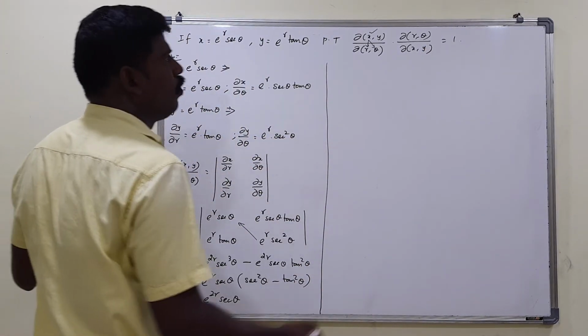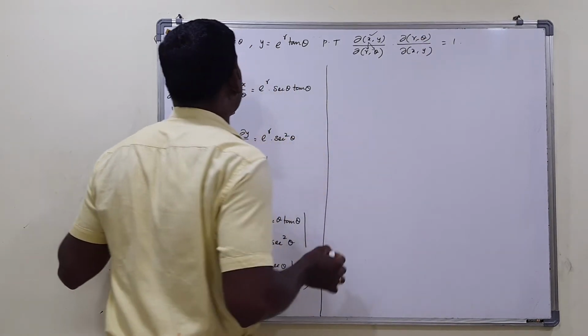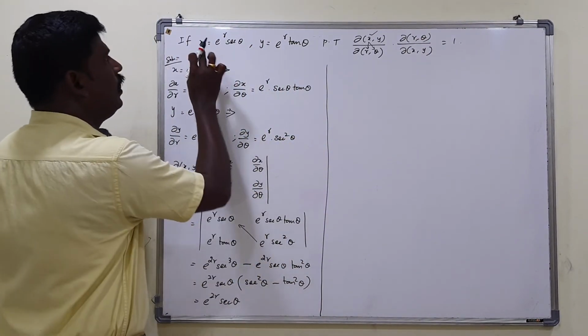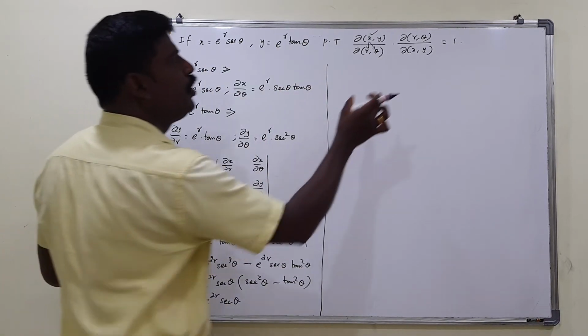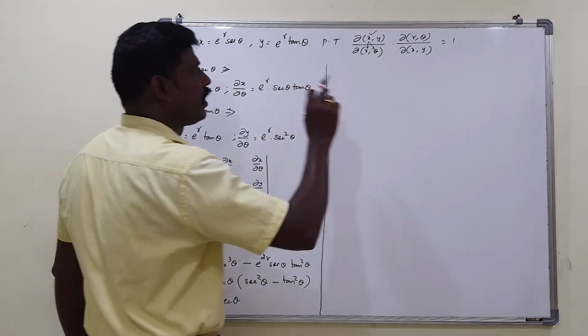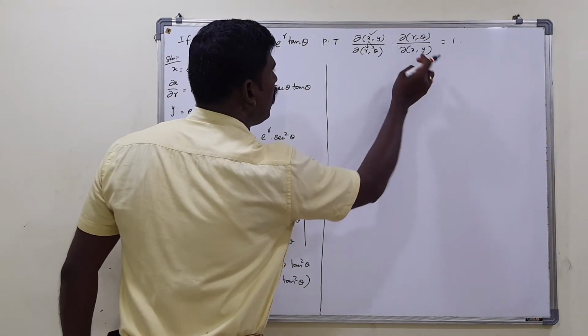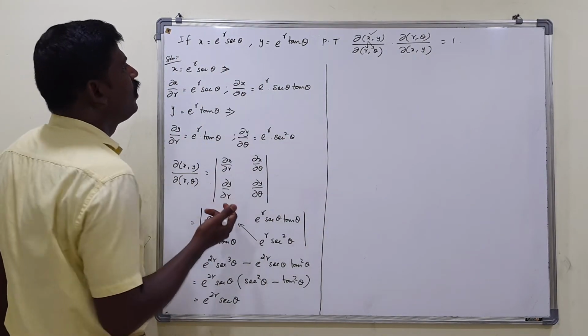How to find the second one? We need r and theta in terms of x and y, isn't it? But here x and y are in terms of r and theta. So before going to find out this value, we need to find the value of r and theta in terms of x and y. So how can we find out it?